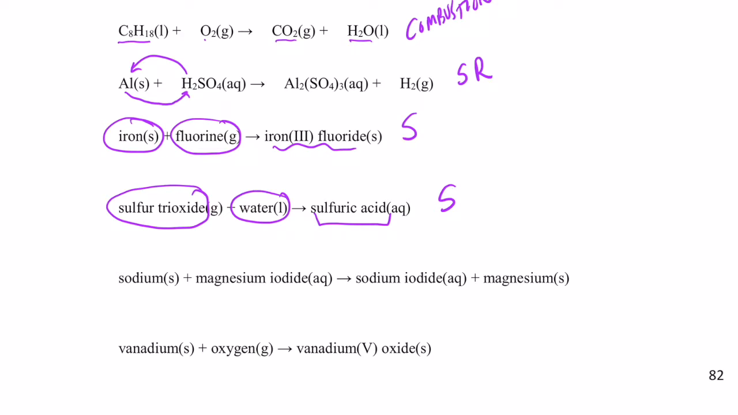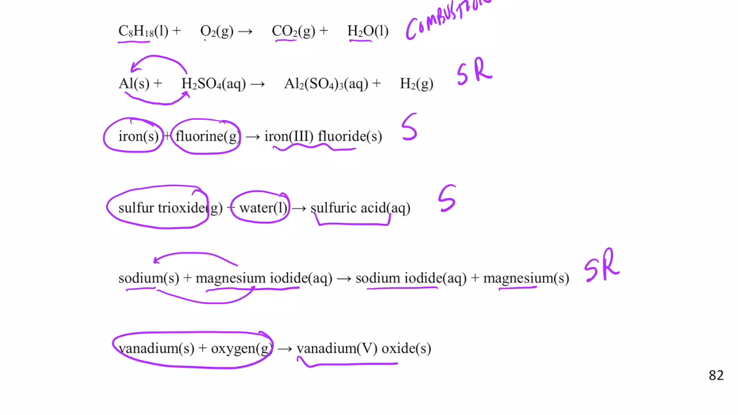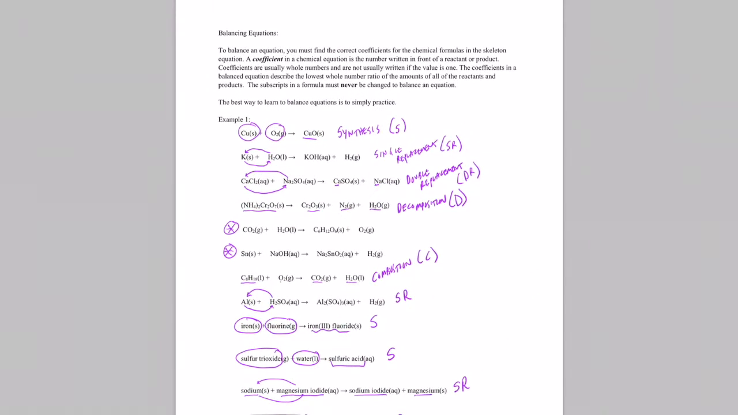Okay, the next one, sodium is by itself. It ends up being bonded to iodide on the other side. Magnesium was with iodide, but now it's by itself. So it looks like it took the place of sodium, and sodium is now in a compound with iodine. So if you call that single replacement, you got it. And then the last one, we have 2 elements forming a compound, and so that is synthesis. All right, good job. Hopefully you got all those right.